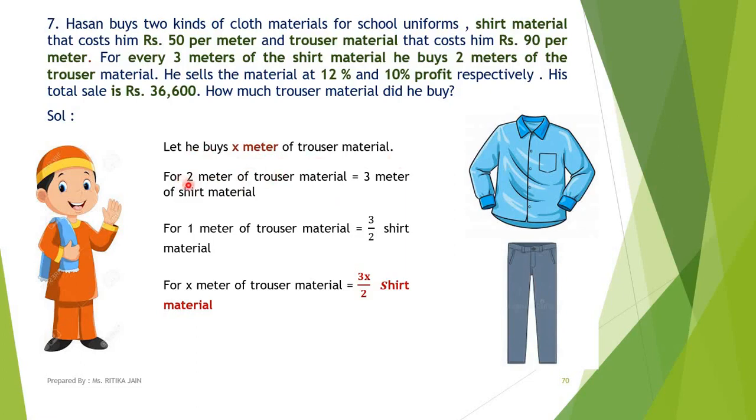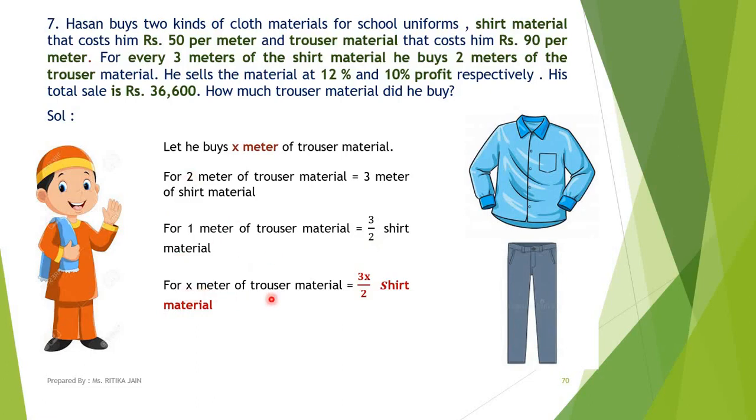So for 2 meter of trouser material, according to question, it is given to us, for 2 meter of trouser material, he buys 3 meter of shirt material. So this forms a relation. Now, for 1 meter of trouser material, he will buy 3/2 shirt material. This 2 will be in the denominator.